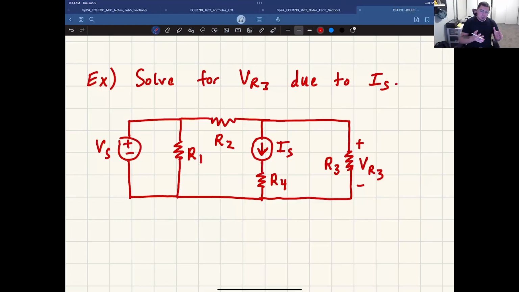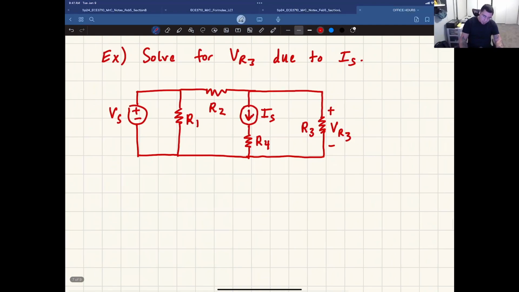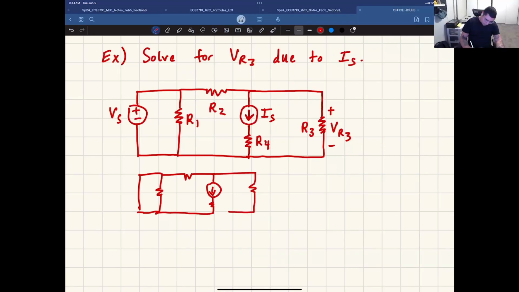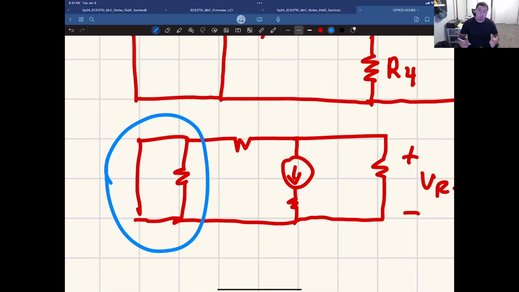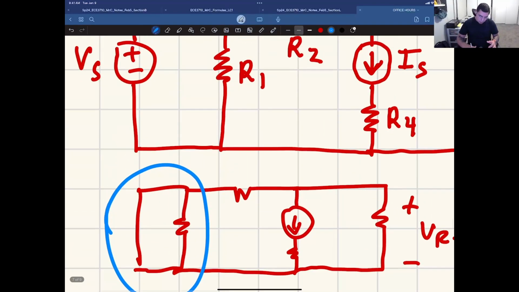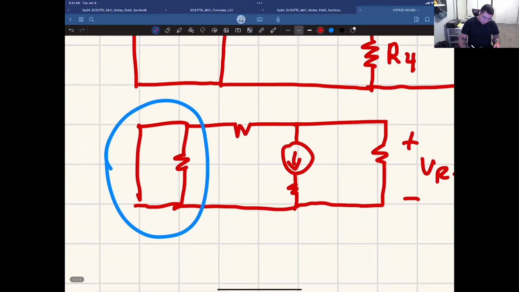So I have to zero out now my voltage source. So how do I do that? My voltage source becomes a wire. By zeroing out my voltage source, what did you do here? You shorted this resistor, which was R1. R1 is in parallel to a wire.